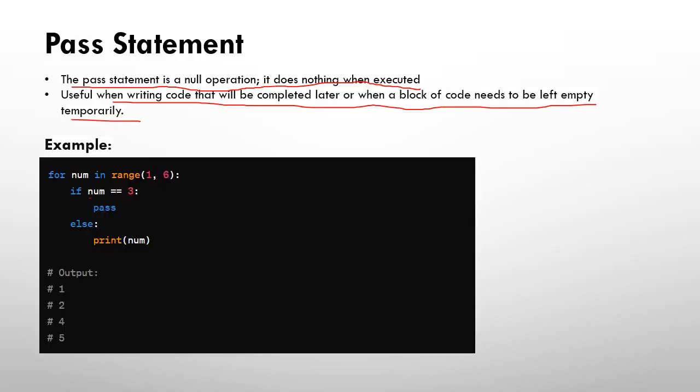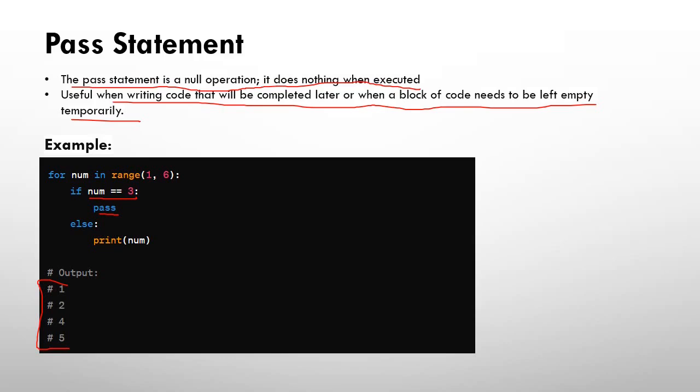So in this case, when the value of the num variable becomes equal to 3, the pass statement will be executed. That is, nothing will be printed or done in this case. We can see that the output in this case will be 1, 2, 4, and 5, as for num equal to 3, the pass statement will be executed, which is a null operation.